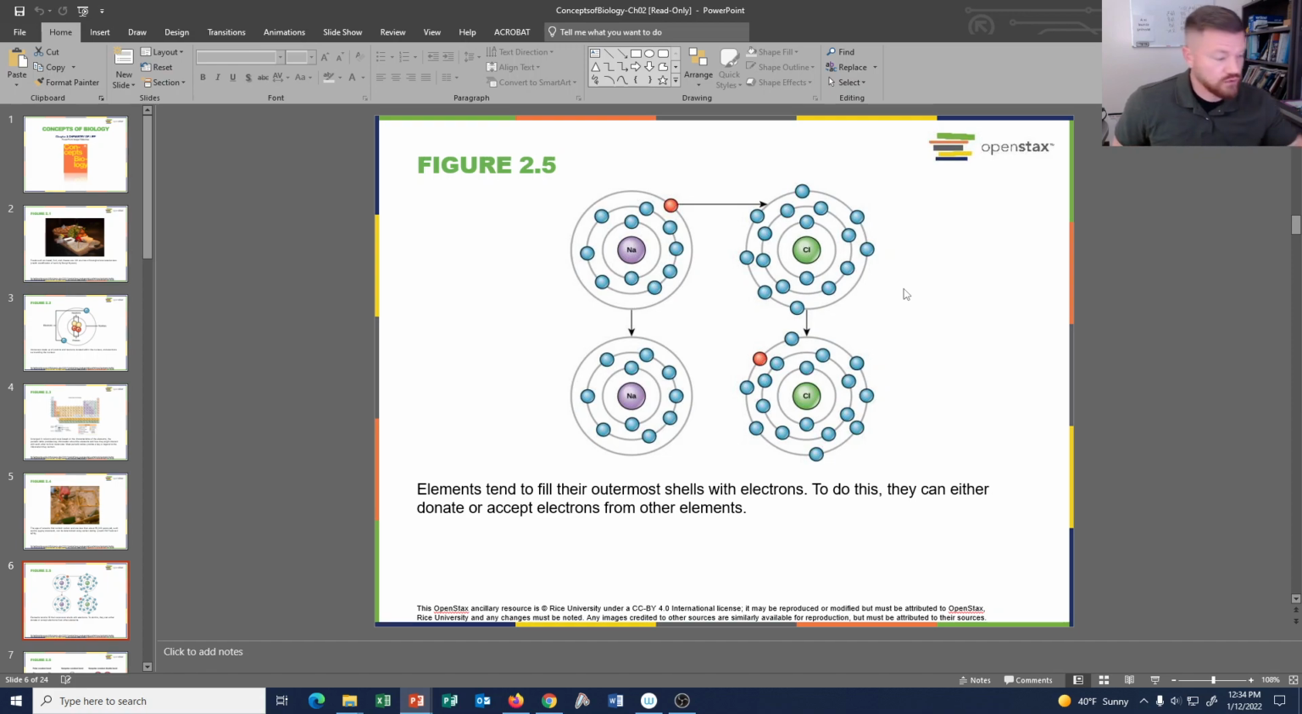That's the octet rule. And so if it doesn't have 8 electrons, it's going to try to figure out a way to get them. Notice, again, 7 electrons here, so this chlorine atom wants 1 more electron. And if I look at this sodium, it has 1 electron in its outer shell. If it could just get rid of that one, then it would have 1, 2, 3, 4, 5, 6, 7, 8 in the outer shell.